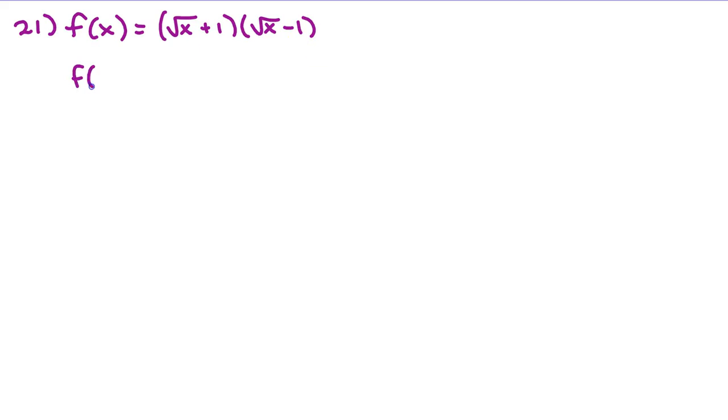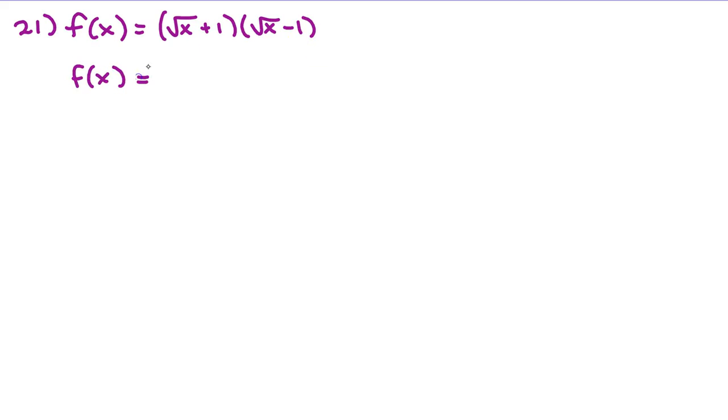So 21. The directions say calculate the derivative. It's not a bad idea to stop and look at what you're doing and think for a minute. Believe it or not, stopping to think is a good thing. I'm going to show you how to do this 2 different ways. Hopefully we'll get the same answer both ways. But because we have conjugates here, we could simplify our function first.